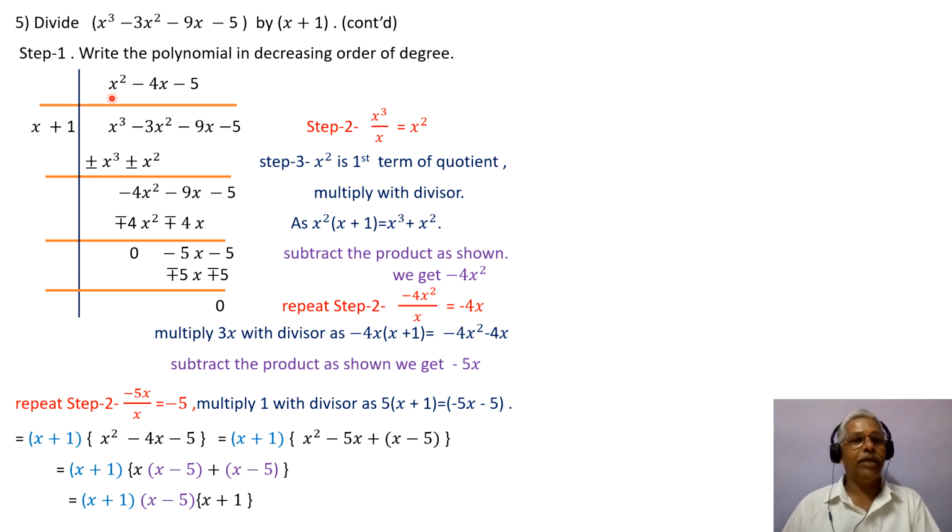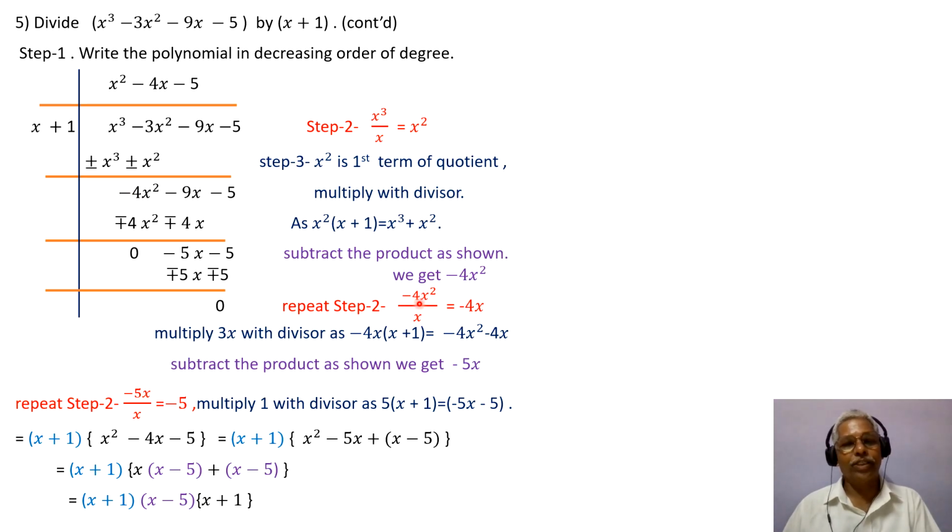I write it here. X square into x is x cube, and x square into 1 is x square. Now change the sign and this cancels, and minus 3x square minus x square is minus 4x square. Copy the whole thing as it is. Now repeat the second step here.